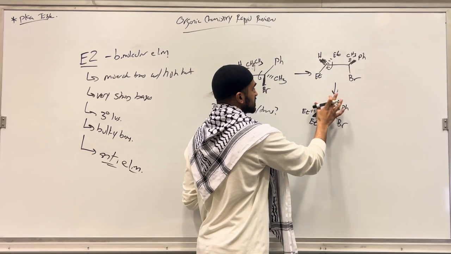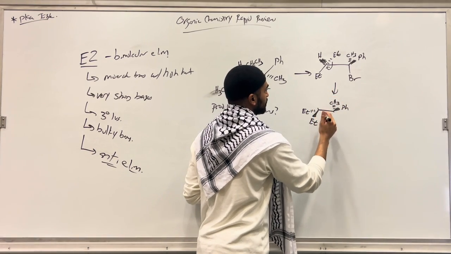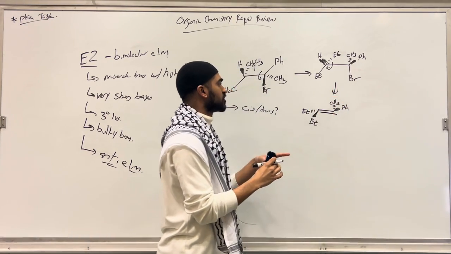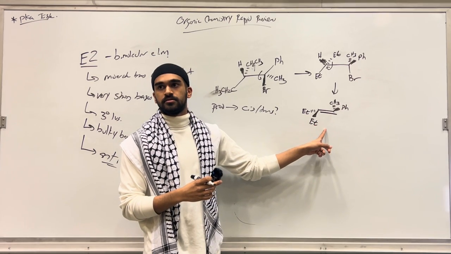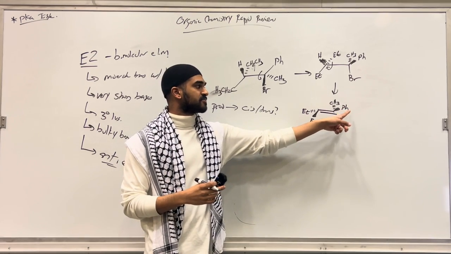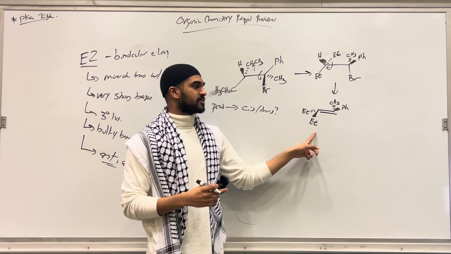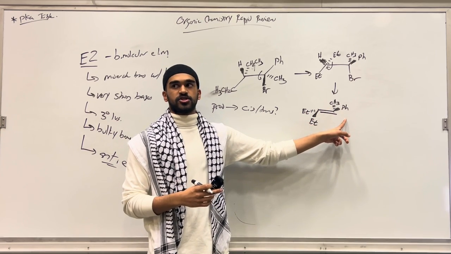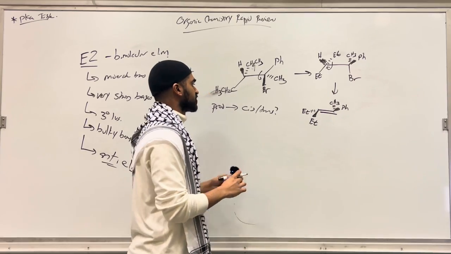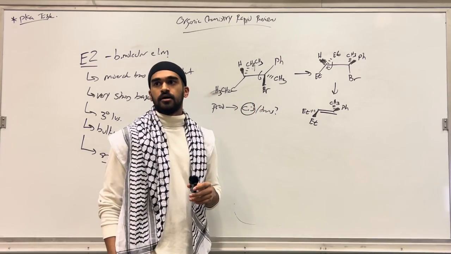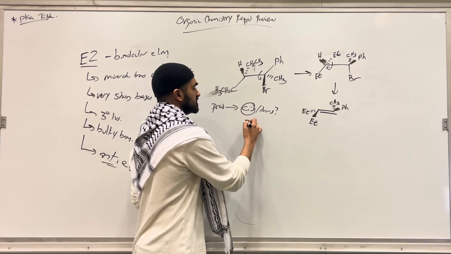Because now when you do the elimination and you add the double bond, it literally shows you what's on the same side as what. The ethyl is on the same side as the phenyl, and the CH3 is on the same side as the ethyl. So the ethyl is the largest one here, and the phenyl is the largest one here, and they're on the same side, so the product is cis, otherwise known as Z.